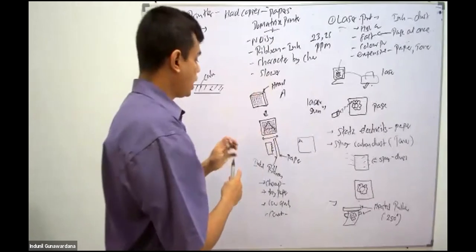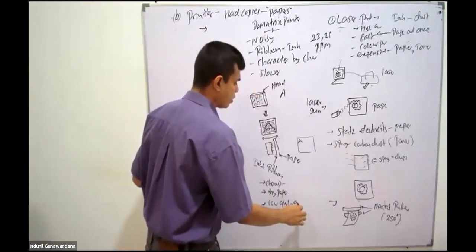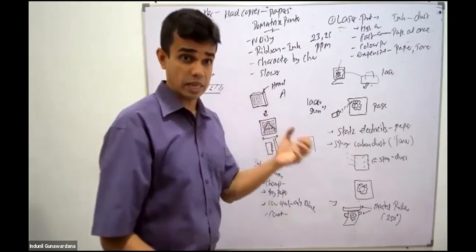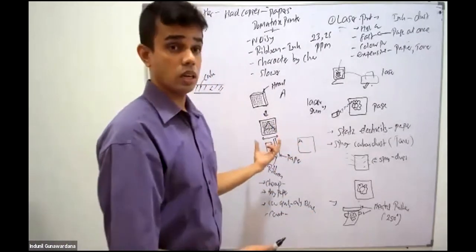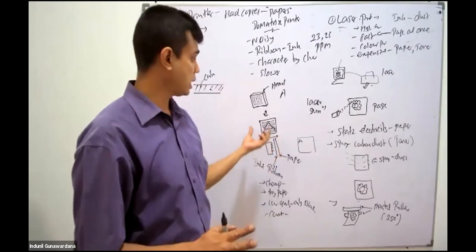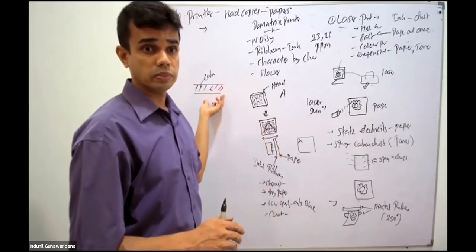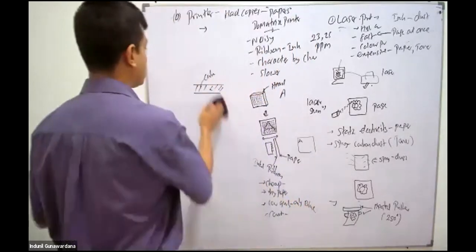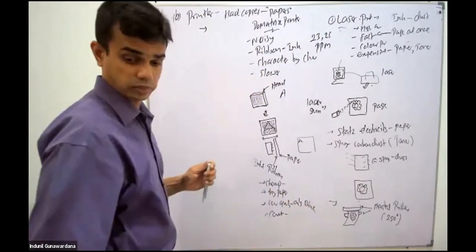This gives you only black and white printing, or only one color: black and black, green and green. That's all. You can't have multiple colors. That's the color of the ribbon we have. Okay. Then we have to go to the other printer called the inkjet printer.